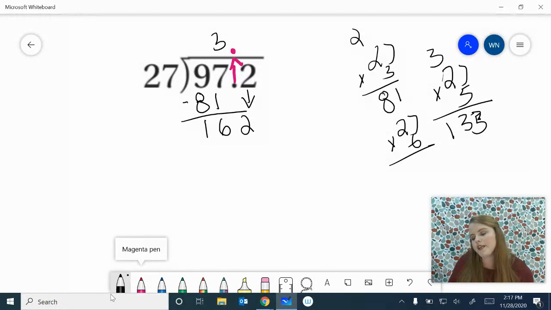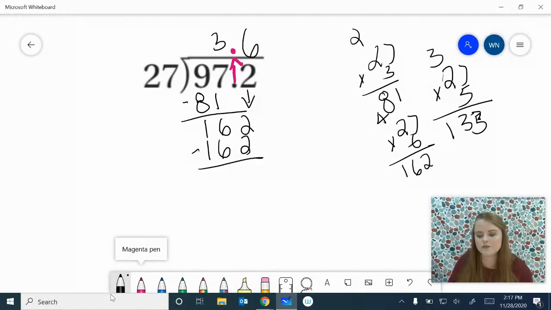7 times 6 is 42. 2 times 6 is 12. 13, 14, 15, 16, 162. Good. So I know that 162 divided by 27 is 6. And 6 times 27 is 162. Subtract, there's nothing left. My answer is 3 and 6/10.